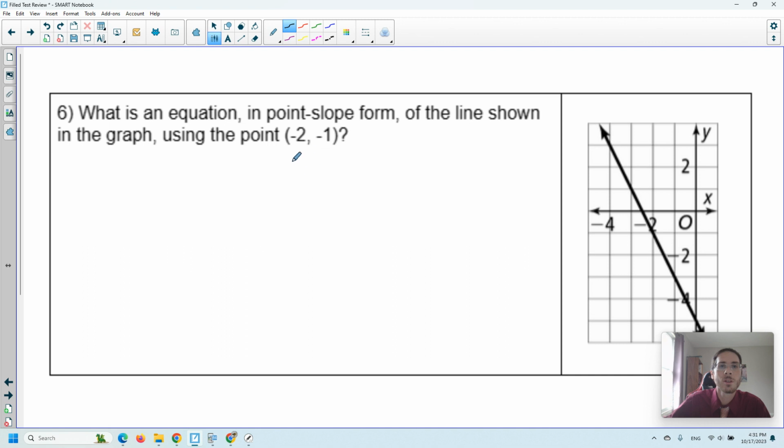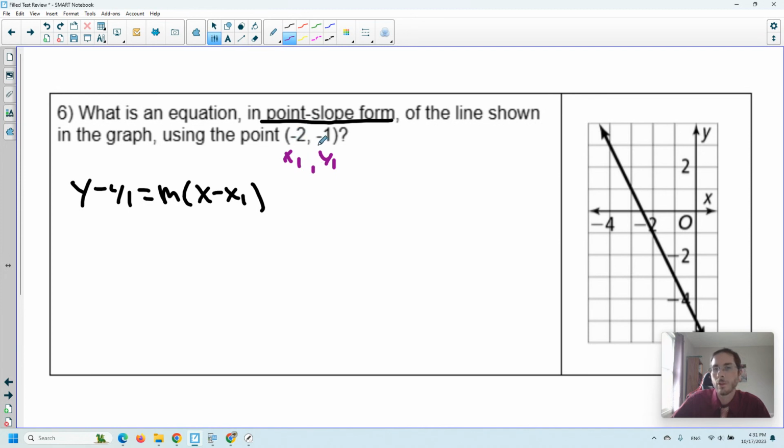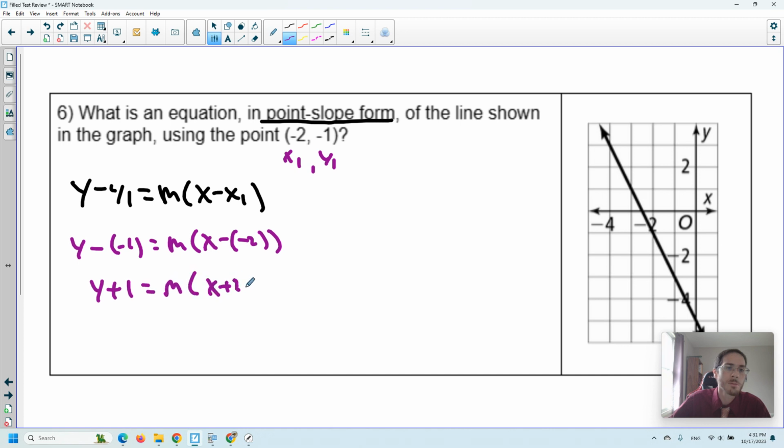All right, for 6, we have to do an equation in point slope form using the point 2, -1. So y minus y1 equals m times x minus x1. That's our point slope form. And here we've got x1 and y1. So remember, it's always x first, then y. So y minus -1 equals m times x minus -2. So y plus 1 equals m times x plus 2. And now we need to find m. We just need to find the slope.